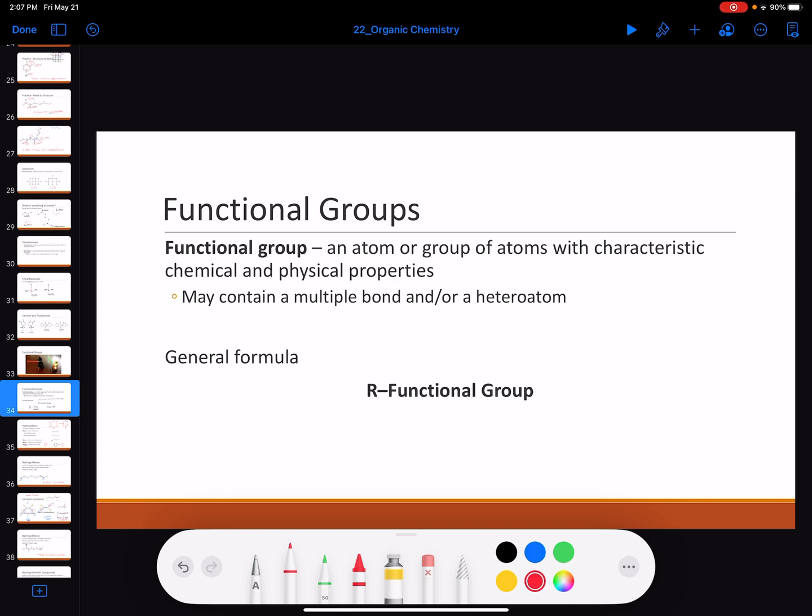So you're going to see a bunch of these, and unfortunately, you just kind of have to memorize them, or put them on a chart for a cheat sheet or something. But here's how it's going to look.